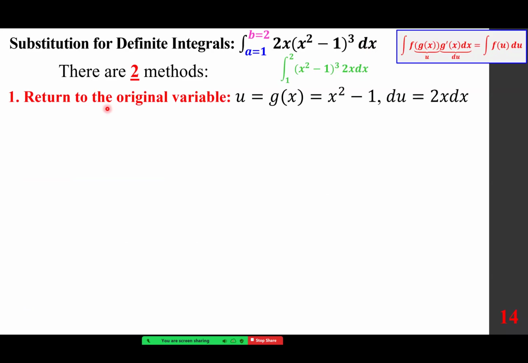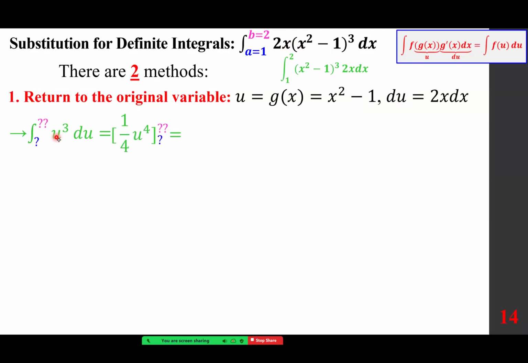So we are returning to the original variable with u being g of x, or x squared minus 1, and du is 2x dx. Therefore, we are looking at u cubed with the du, and we're not going to write any limits because the original limits 1 and 2 pertain to the original variable x, but not to u. So we're going to keep it this way for now. You know the answer is 1/4 u to the power of 4. That's a simple case of a power rule.